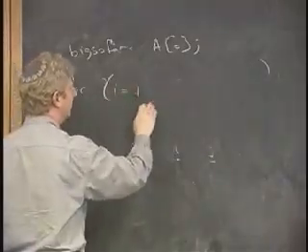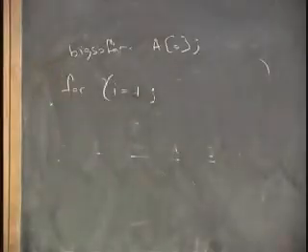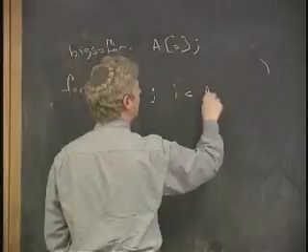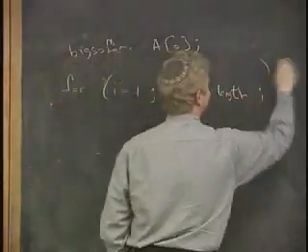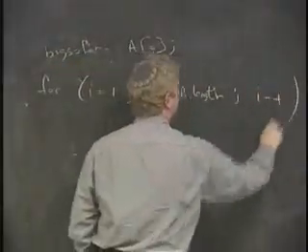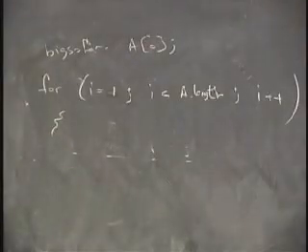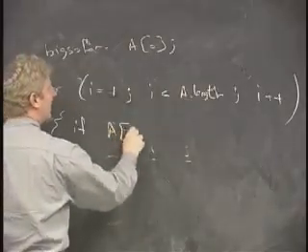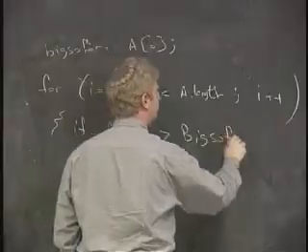Fine. We're writing this in pseudo C. i is less than a dot length. Pseudo C Java. Increment i. Do: if a brackets i is greater than big so far.